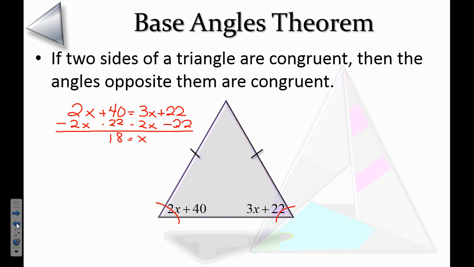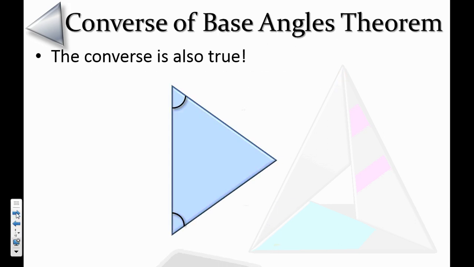If two angles of a triangle are congruent, then the sides opposite those angles are also going to be congruent. So if we have two base angles that are congruent, that forces the legs to be congruent. So I have two base angles that are congruent. That makes the legs congruent. Can someone give me an equation that will help me solve for x?